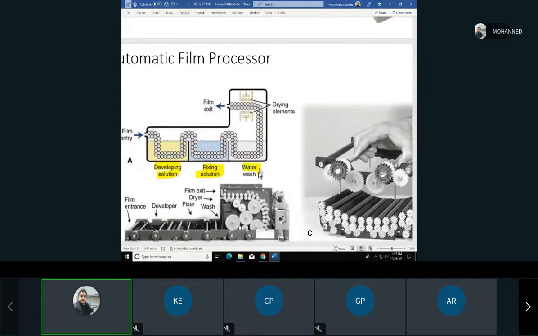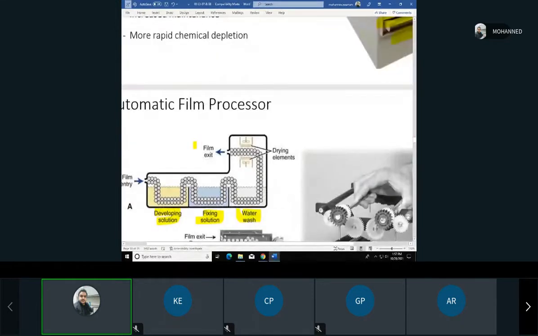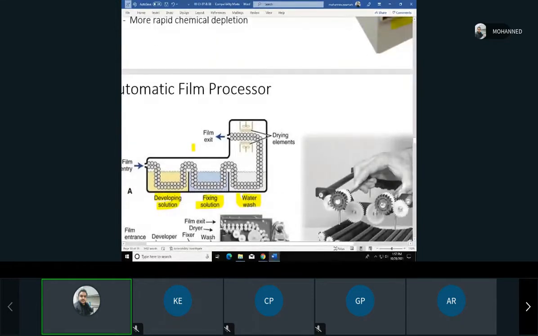And again, the same steps as the manual. You have to go through developing. Here, you don't have rinsing, because most of the extra developing solution will be squeezed out by these rollers. So we don't have a rinsing in between. We have a fixer, and then we have wash.